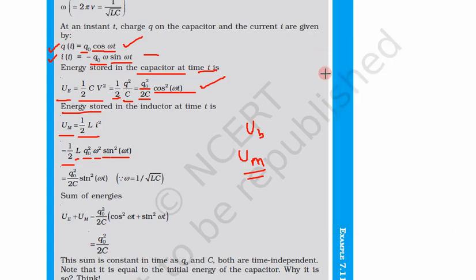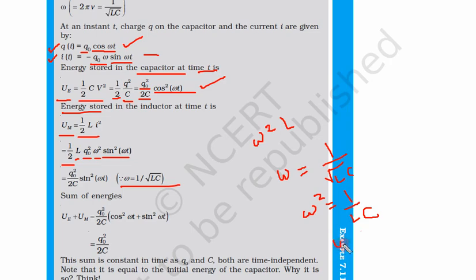Now let us use our relation between frequency, capacitance and inductance. From this we can write omega square L. We know omega is equal to 1 by under root LC. Let us square it. So omega square is equal to 1 by LC, and omega square L comes out to be 1 by C. So let us put the value here: omega square L is 1 by C.